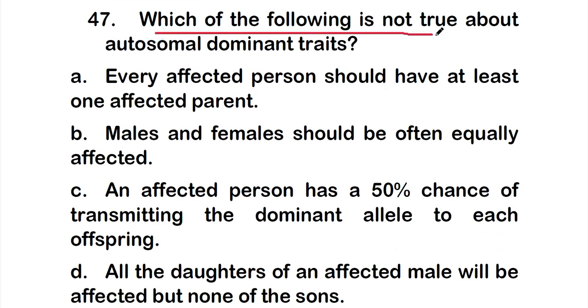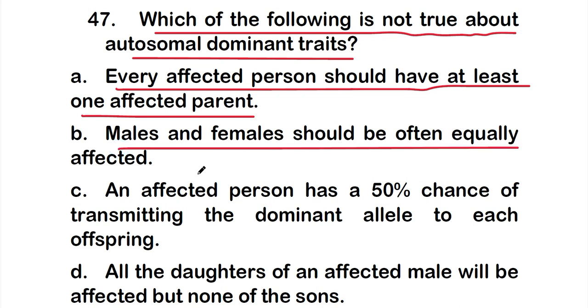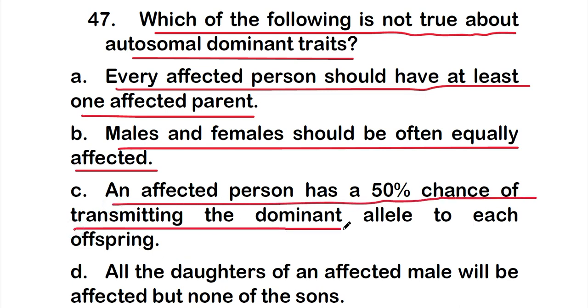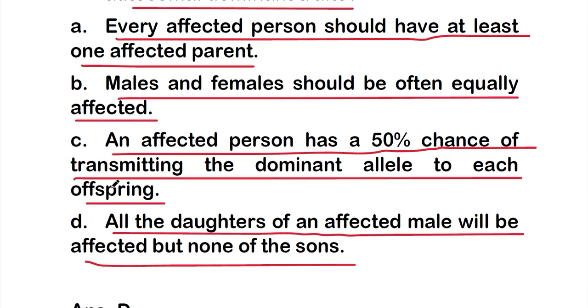Which of the following is not true about autosomal dominant traits? The options are option A, every affected person should have at least one affected parent. Option B, males and females should be often equally affected. Option C, an affected person has a 50% chance of transmitting the dominant allele to each offspring. Or option D, all the daughters of an affected male will be affected but none of the sons. So which one is the correct one?